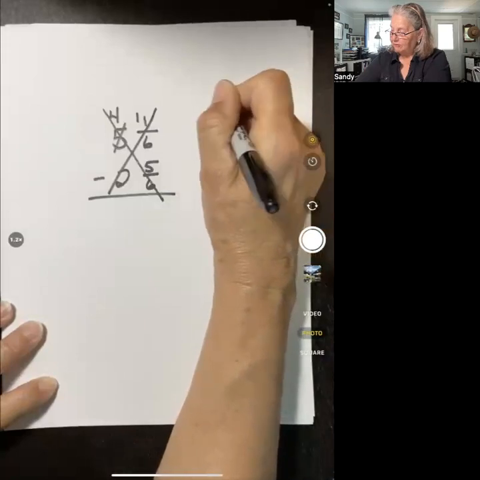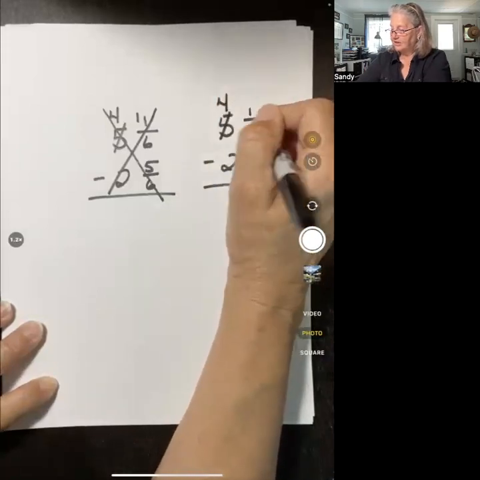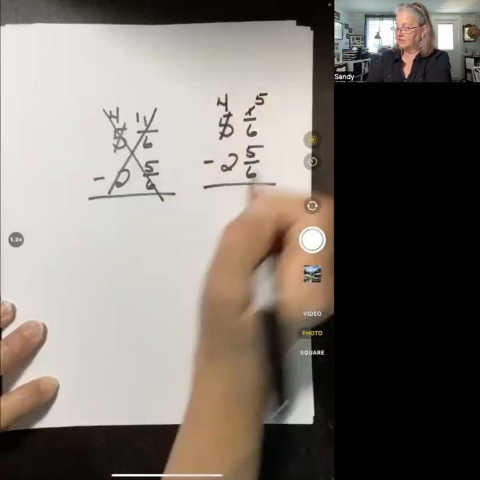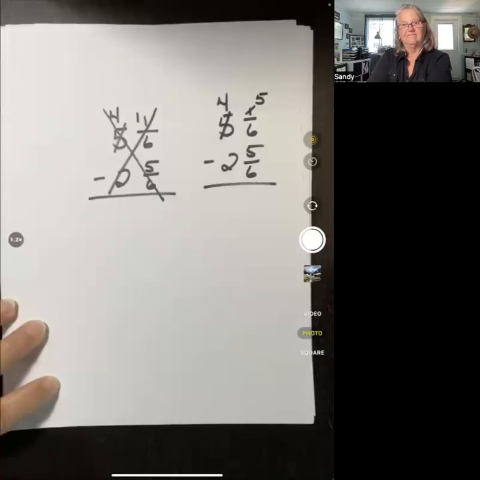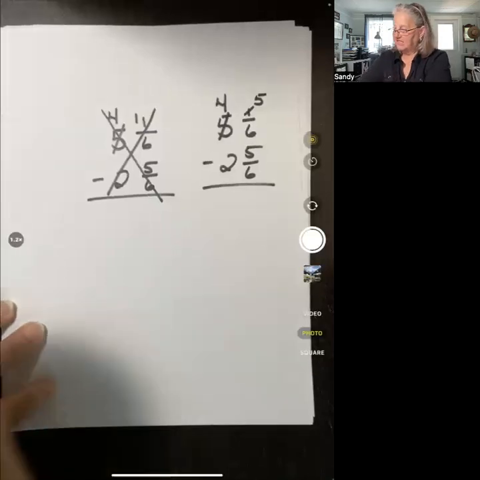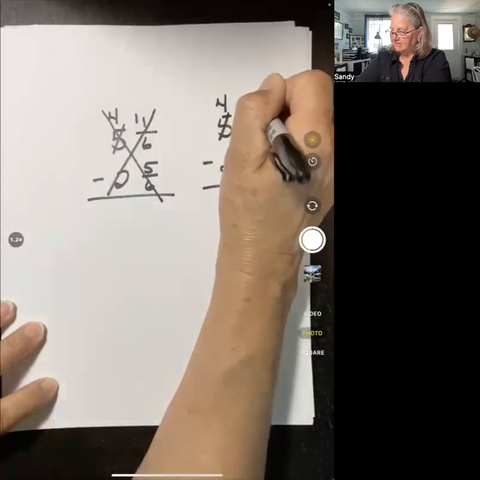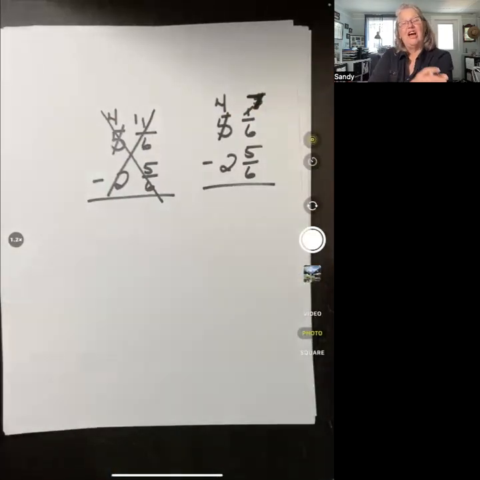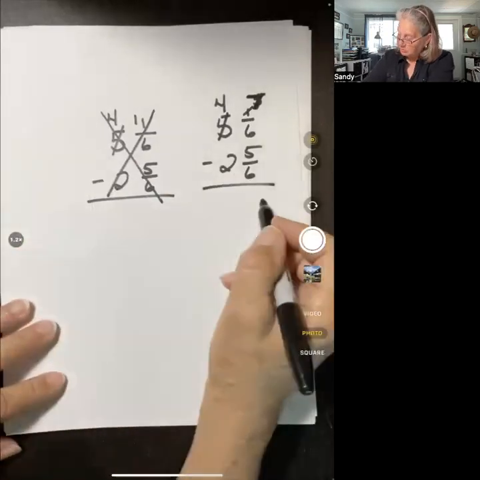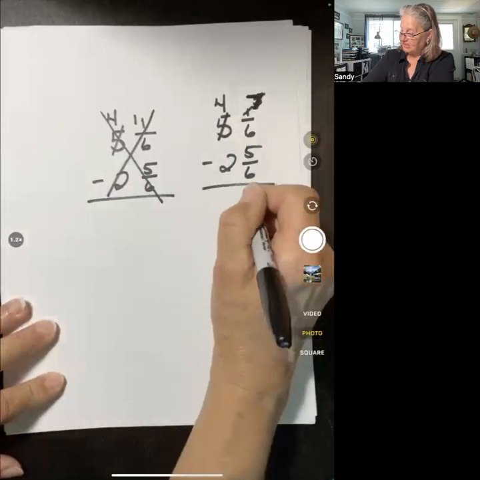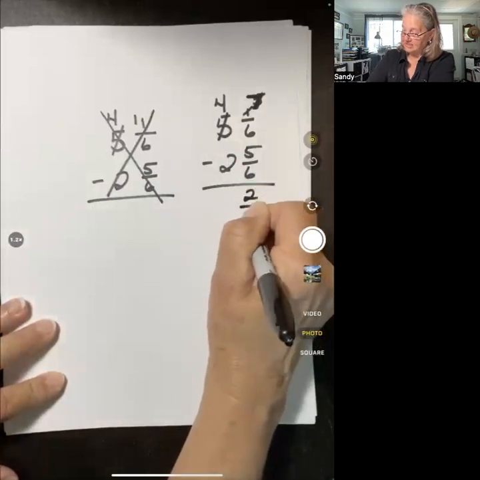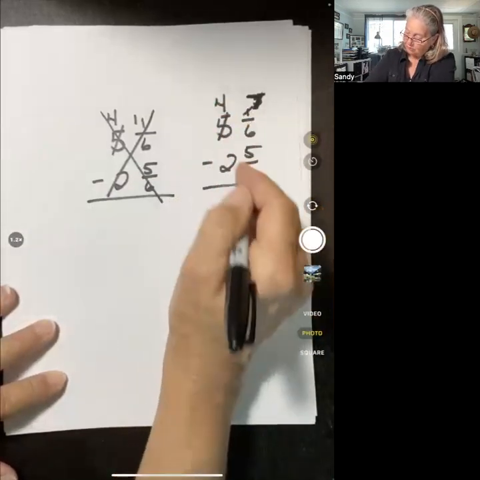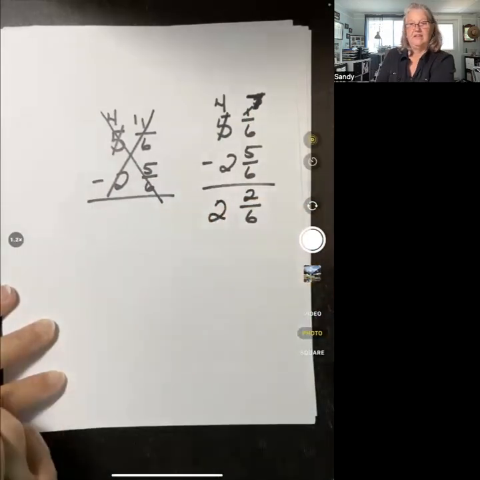I could make it with 4 wholes and 5 1/6 pieces. Sorry, 7 1/6 pieces. I'm thinking of the 4, right? Sorry about that. So I could make it with 4 wholes and 7 1/6 pieces, which would let me remove 5 of the 1/6. So I'll have 2 1/6 pieces. And then 4 wholes remove 2 wholes give me this.